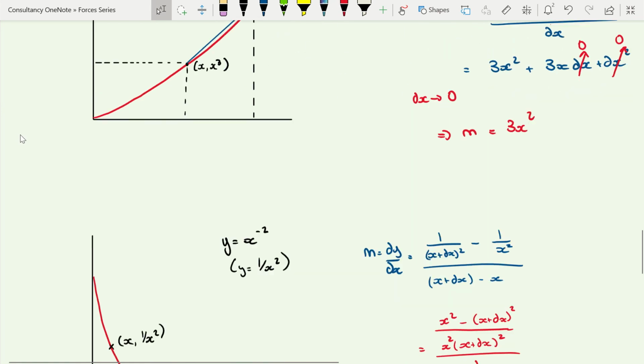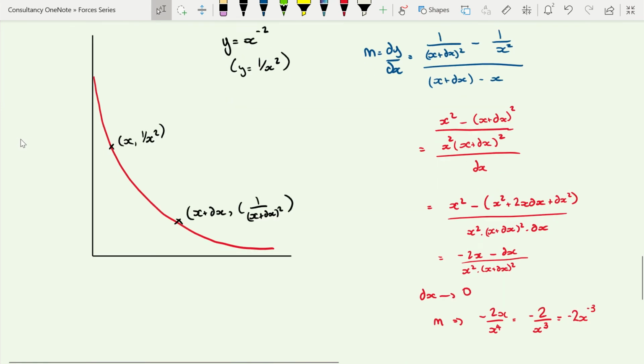Now I want to show you this again for our final equation that we started off with, but you can see it becomes a lot more complicated if we start using more annoying functions like y equals x to the minus 2. But the key is the process is exactly the same. We take a point, x, with its y coordinate, in this case 1 over x squared. We take a point x plus dx, and 1 over (x plus dx) squared. And we find the change in y divided by the change in x.